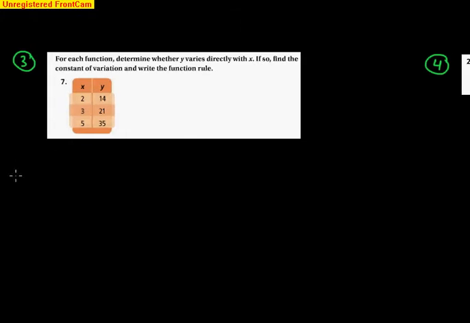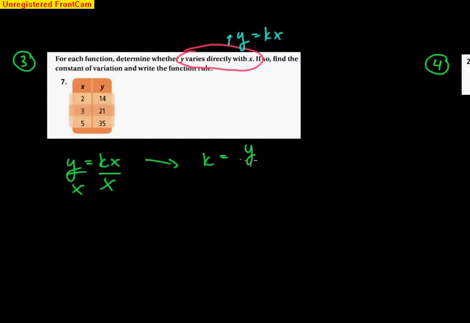Alright, 3 here. For each function, determine whether y varies directly with x. And this is that key phrase. If y varies directly with x, then you know y equals kx should work. And then it says, if so, find the constant of variation and write the function rule. So y equals kx is the equation we use for direct variation. We need to figure out what this k value is. To solve for k, we divide by x, and your k value would be y over x.